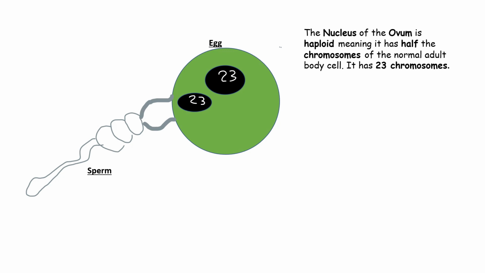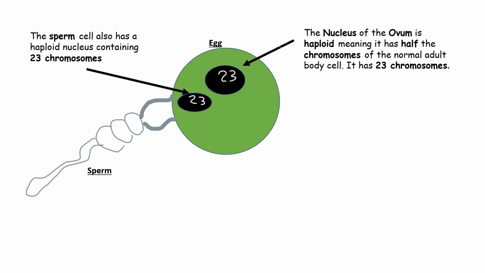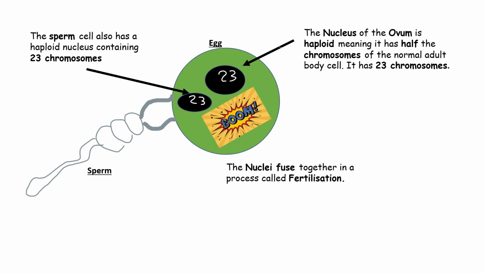The nucleus of the ovum is haploid, meaning it has half the chromosomes of the normal adult body cell, 23 chromosomes. The sperm also has a haploid nucleus with 23 chromosomes. In fact, the sex cells are the only cells in the human body that are haploid and have half the number of chromosomes. When the nuclei fuse together, it's in a process called fertilization.